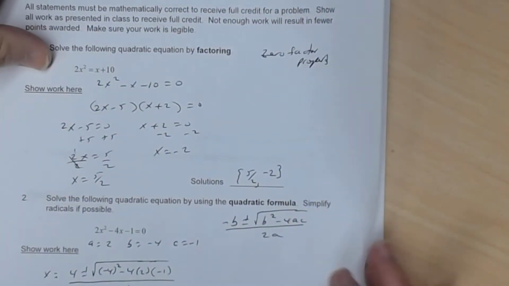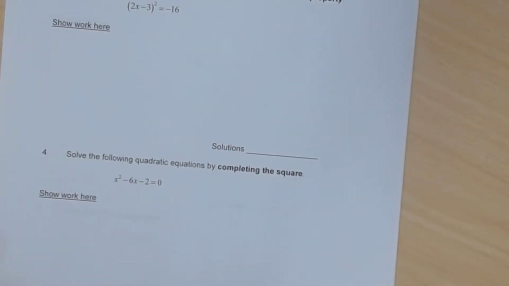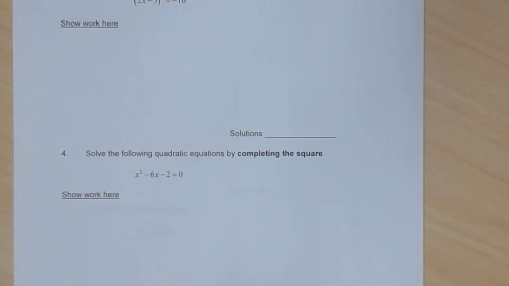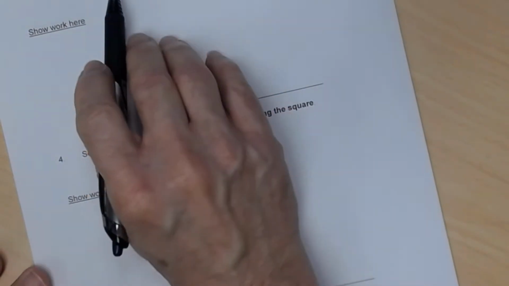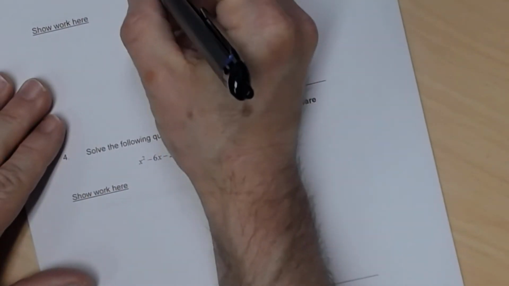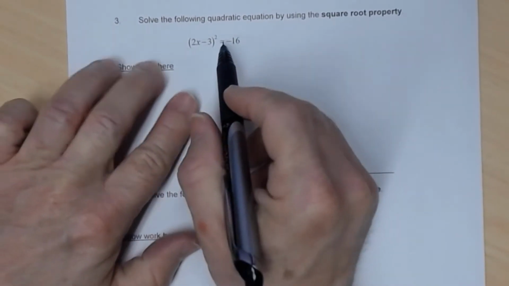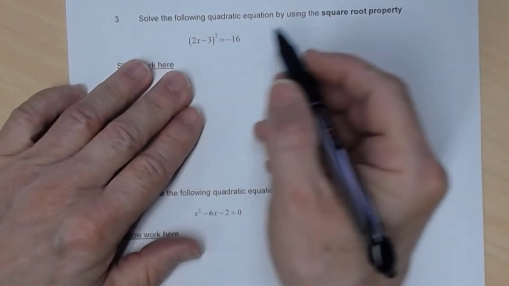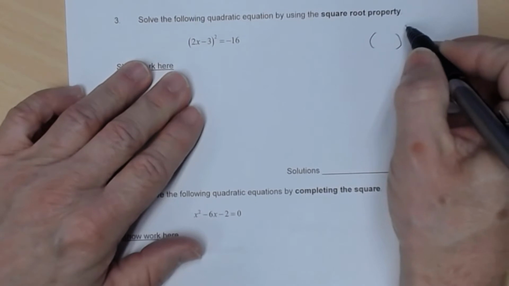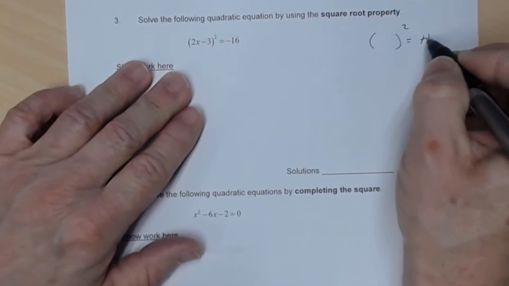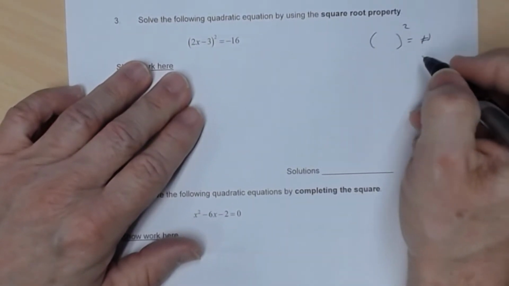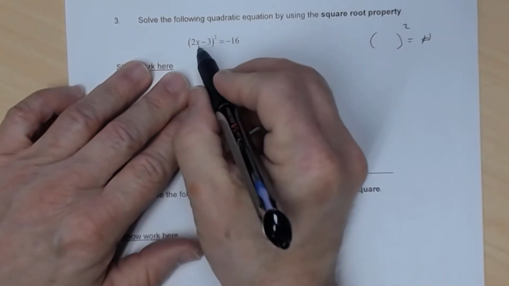Okay, now let's look at the next one. So page 2. Now this is version 1. So this right here is version 1. So notice I want to use a square root property. Whenever we have an expression squared equal a number, then you're going to take the square root of both sides. And that's what I have here.